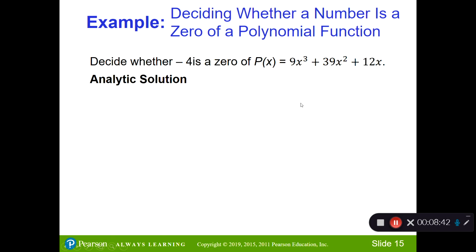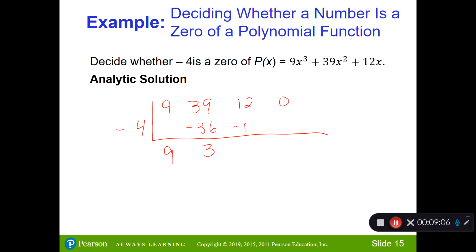All right, so I want to determine whether negative 4 is a 0 of this. So we'll do it again with synthetic division. So 9x cubed plus 39x squared plus 12x plus 0 is the constant term. And I want to divide by negative 4. So bring down the 9. Negative 4 times 9 is negative 36. Add going down, we get a 3. That's a negative 12. Add going down, we get a 0. Multiply by negative 4, that's a 0. Add going down is a 0. We got a remainder of 0. Yes, negative 4 is a 0 of that function.